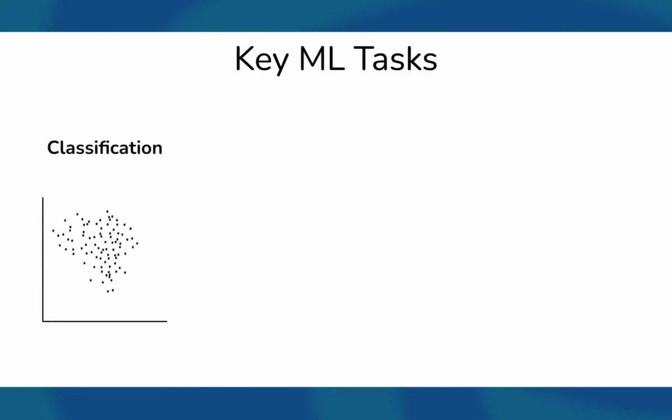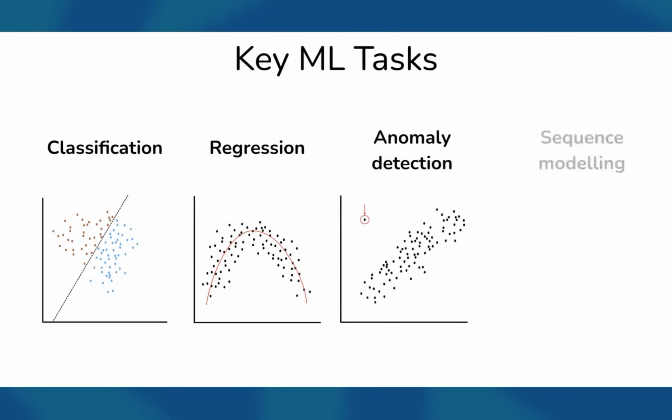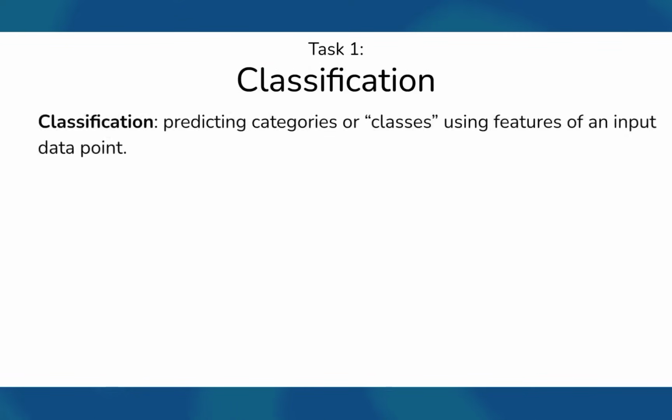So there are some different tasks such as classification. There's the task of regression. There's the task of anomaly detection, finding the outliers. There's other tasks like sequence modeling. So let's dive into each of those. Classification. This is about predicting categories or classes using features of an input data point. So features are sort of the parts of an input. So for an image, a feature might be a pixel. For the task of predicting whether somebody will reoffend, a feature could be their gender or their age.